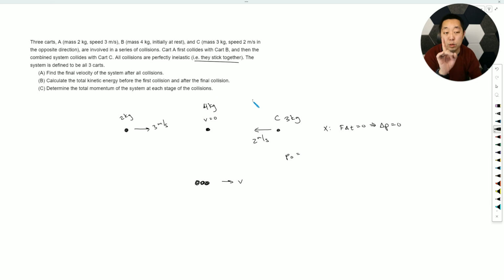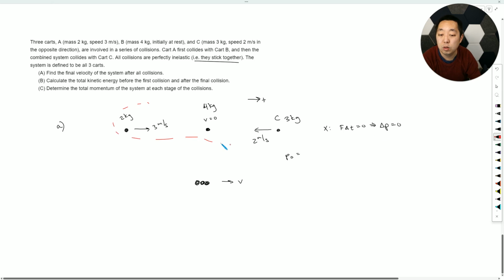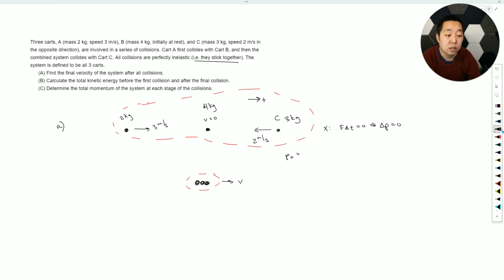Okay, so that means we're going to look at the initial momentum of the system. Now, remember when we do momentum calculations, we have to assign a positive direction. So we'll say right is the positive direction, and we'll add up the momentum of every object in our system. Our system consists of all 3 objects, right?